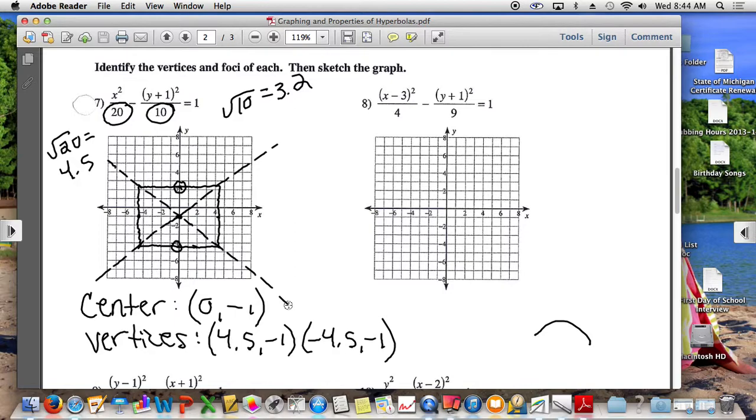Your hyperbola opens left, right. So your hyperbola has to sit within those asymptotes. Remember, an asymptote is a line that a graph approaches, but does not touch. Remember, it has to go through that vertex too. So your hyperbola is going to look like this.